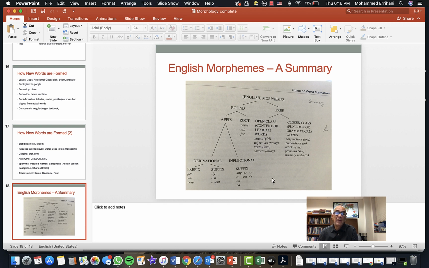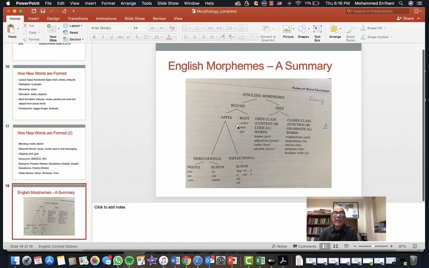And so this is a neat little summary of the English morphemes, and it provides you with a nice breakdown and the difference between free and bound morphemes, and then within bound morphemes gives you different types, either derivational or inflectional.